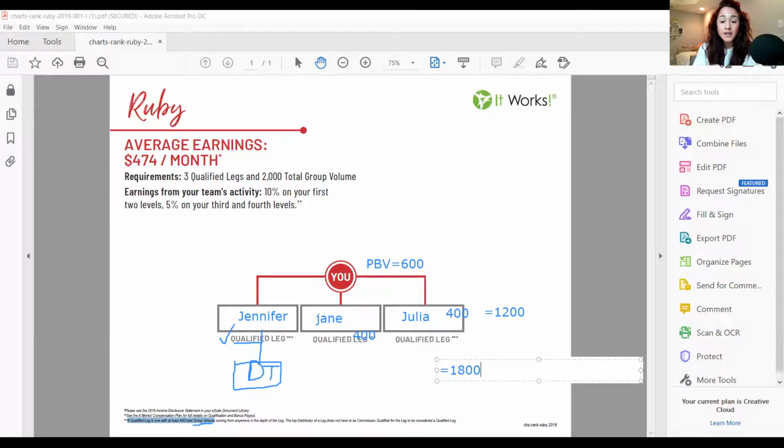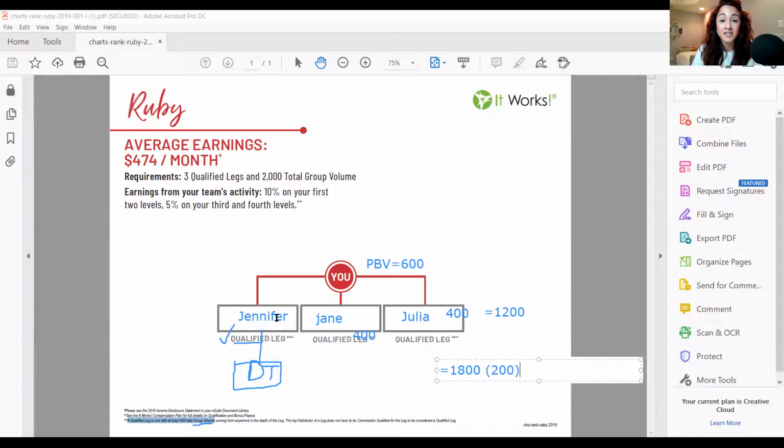The difference, what's left over, if you guys can follow me, and I can put 200 in parentheses saying that's what's left over to hit 2000 in group volume. That 200 can come from anywhere. It can come from your current customers placing extra orders for you. It can come from your own personal order. It can come from your distributor's personal orders.